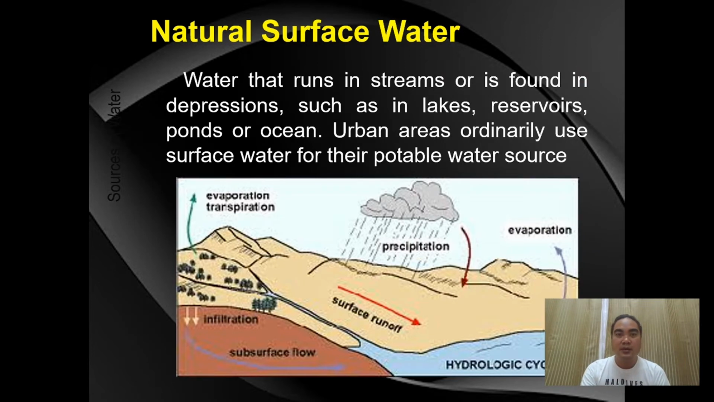Natural surface water, ito yung water that runs in streams or is found in depressions such as lakes, reservoirs, ponds, or ocean. Urban areas ordinarily use surface water for their potable water sources. Kasi sa mga province, malinis pa yung mga rivers nila doon. Pero hindi natin masisigurado yun in this time, because masyado nang madudumi yung mga rivers natin.